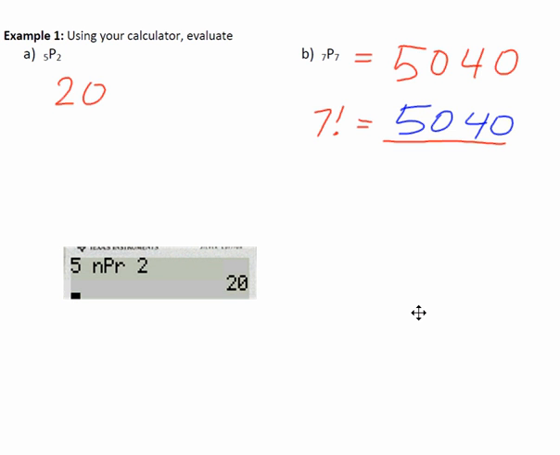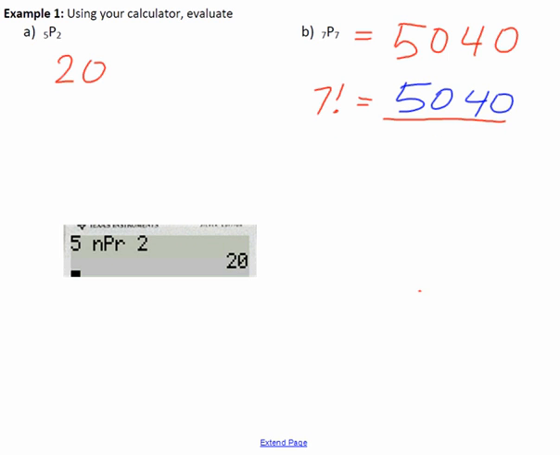That's right. So if you have 7P7, that means you're picking all 7 and arranging them. We did that last class. That was 7 factorial. So for last class, you would have put 7 factorial. For this class, you could put 7P7. That's exactly the same thing. All right, class. First example was rather quick.